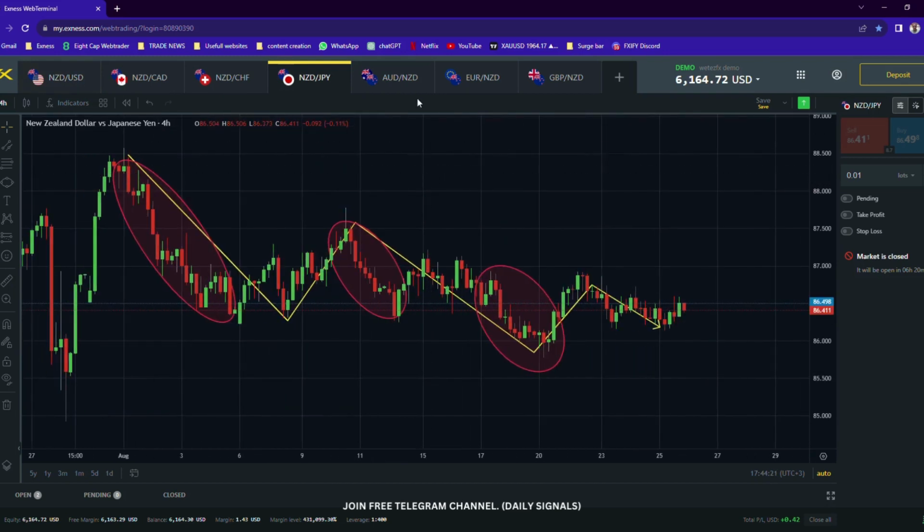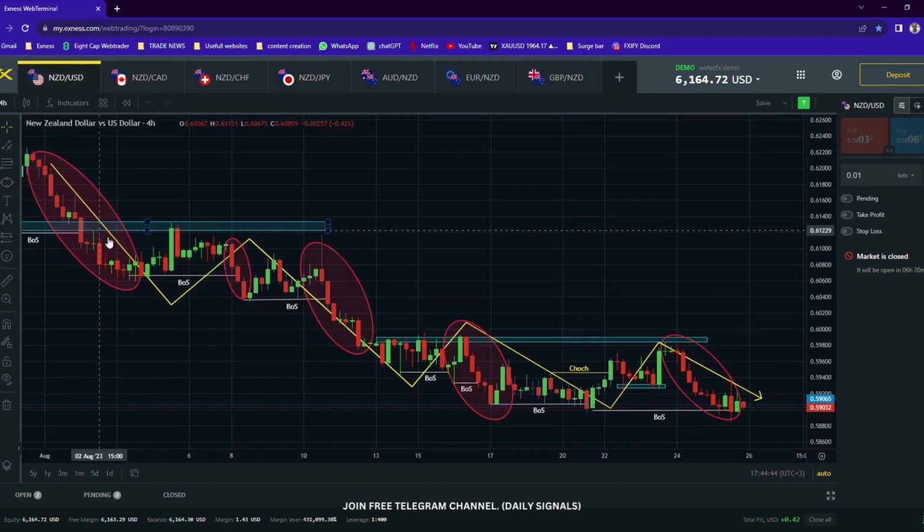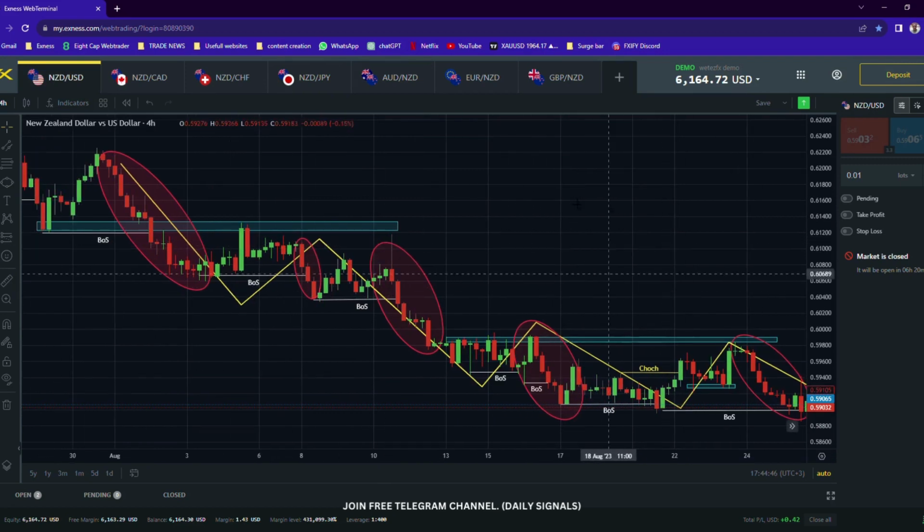So let's look at the other 3 currencies that have a negative correlation. In this case, these 3 currencies, which are AUD New Zealand, Euro New Zealand, and Pound New Zealand, we have to see them in a negative correlation, which means they are going to be moving up in an upward trend, and we'll have to see these impulse moves that we see on the major currency, which is New Zealand USD.